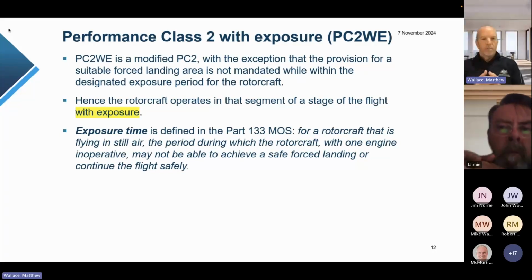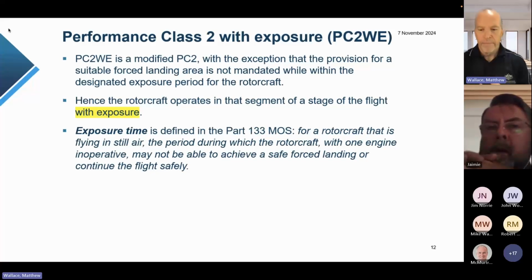Exposure time is defined in Part 133 for a rotorcraft that is flying in still air, as the period in which the rotorcraft with one engine inoperative may not be able to achieve a safe forced landing or continue the flight safely, hence exposure.